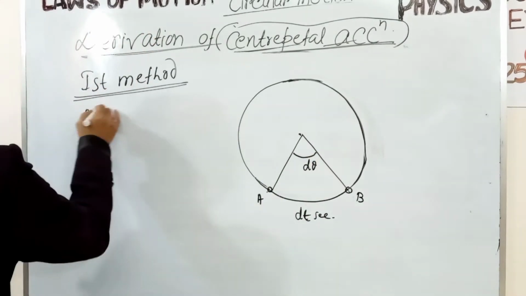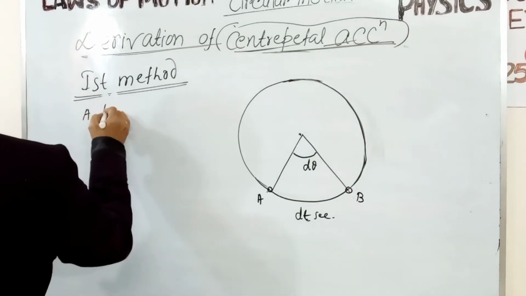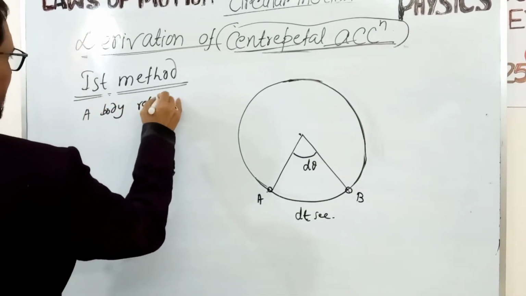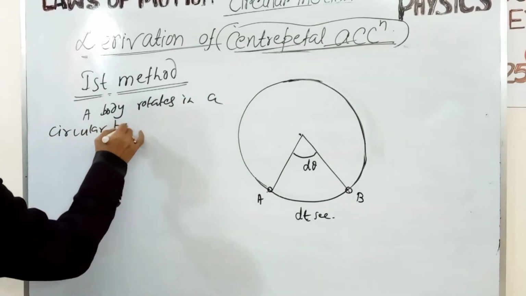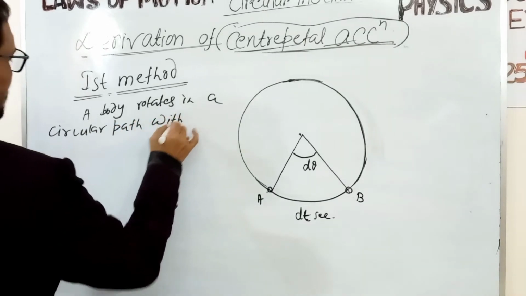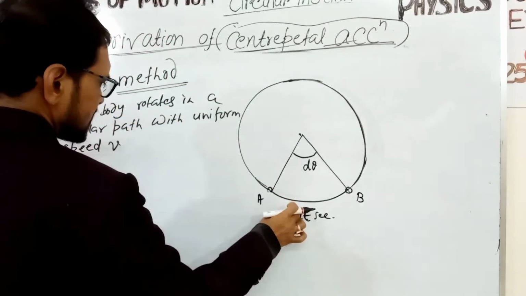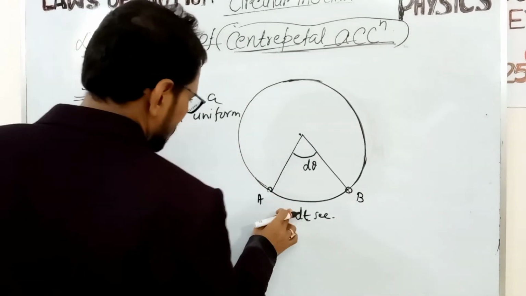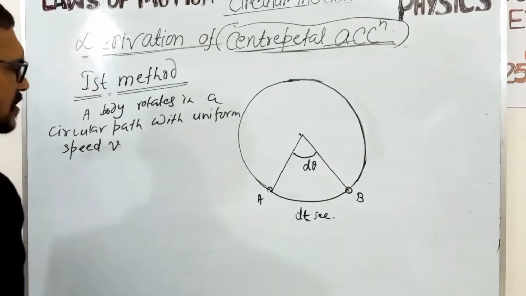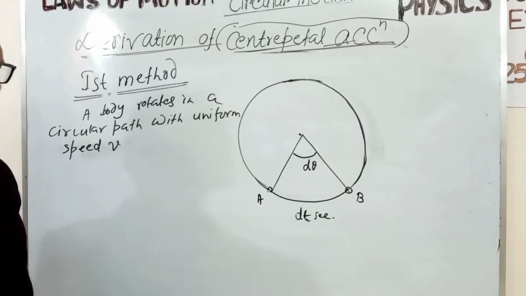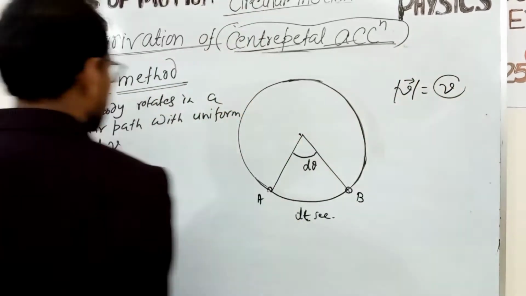Suppose a particle or body rotates in a circular path with uniform velocity. Velocity is in this direction. Magnitude of the velocity is v always. Velocity means its magnitude and direction. As direction changes, we cannot say that velocity is constant, but its speed is constant because magnitude of the velocity is v. So this is constant everywhere.